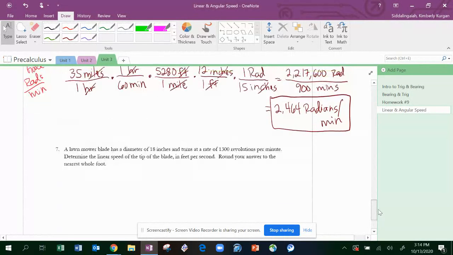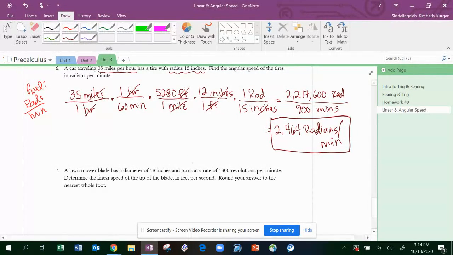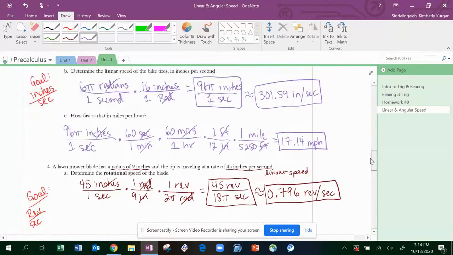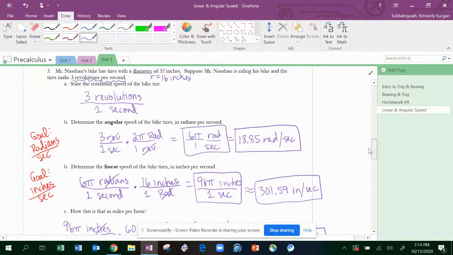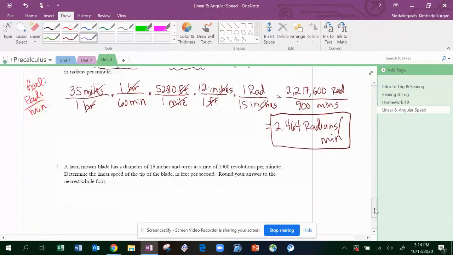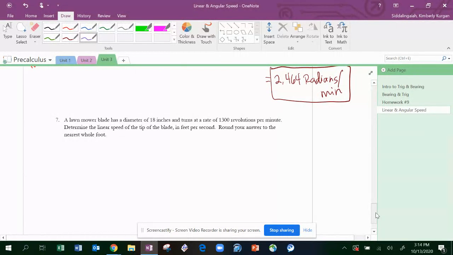All right, looks like we're on to our last example problem here. I hope you'll find these helpful. Again, I think really the most helpful problem is what we did in number 3 here, because it really takes you through angular and linear speed. Well, let's take a look at 7 with the lawnmower blade.